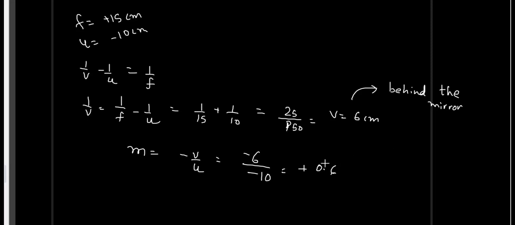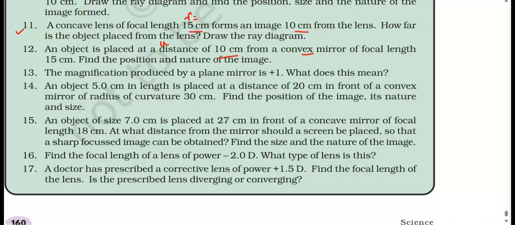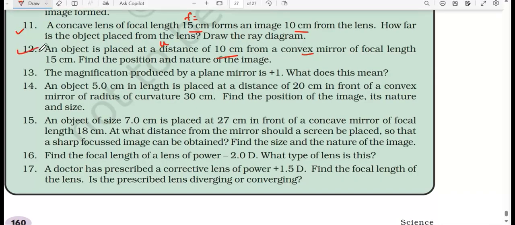The positive value of magnification indicates that the image formed is virtual and erect. Virtual images are always erect. So you got the nature and position of the image formed. We have done question number 12 also.